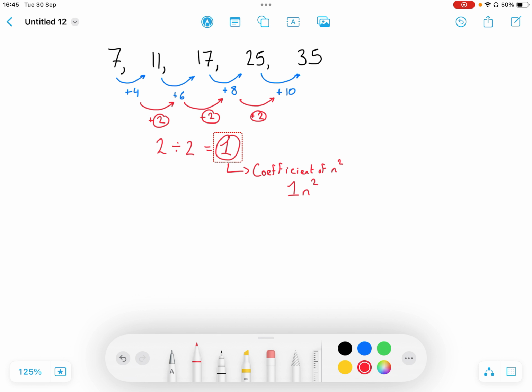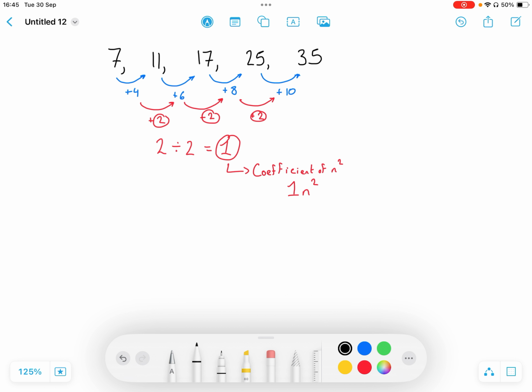Okay? Then, if we think about what a quadratic nth term looks like, right? Now, this part is going to sort of explain the maths. Feel free to skip forward 30 seconds or so if you don't want it. Or if you get confused, that's okay. I'll show you the steps in a second, but I will explain why we're doing what we're doing.